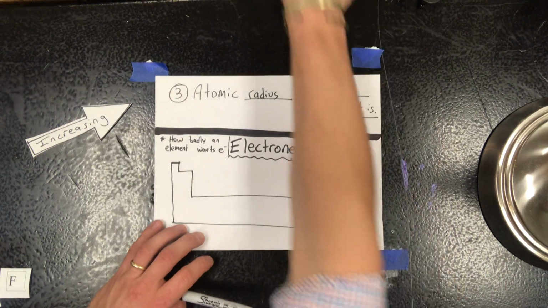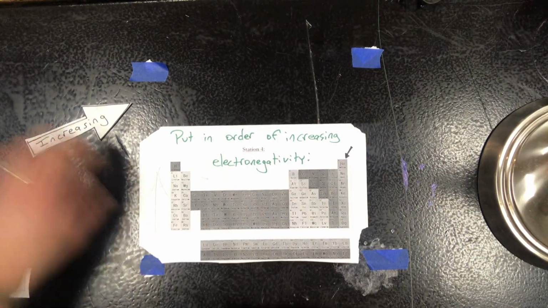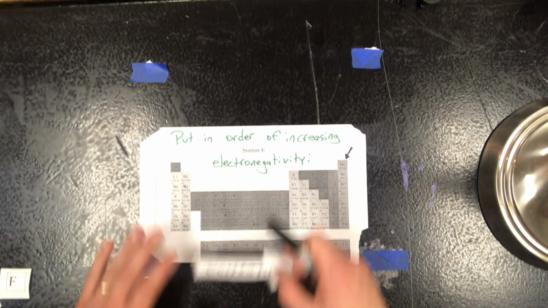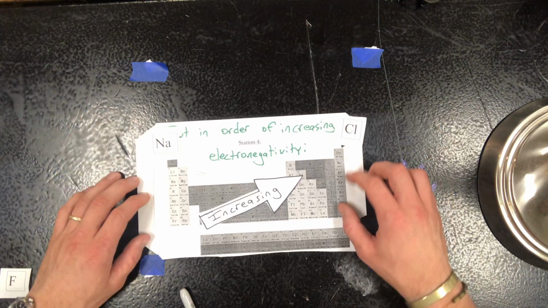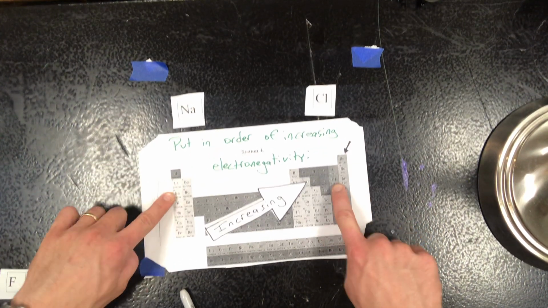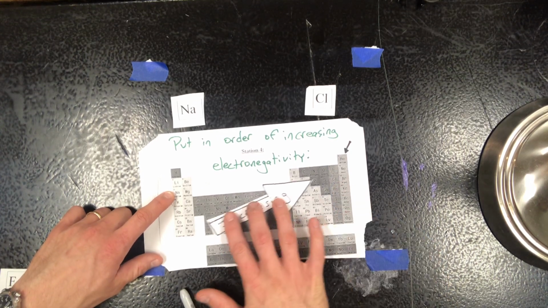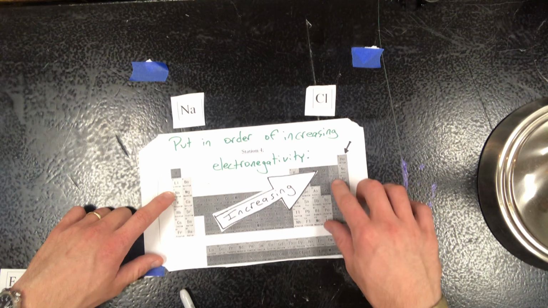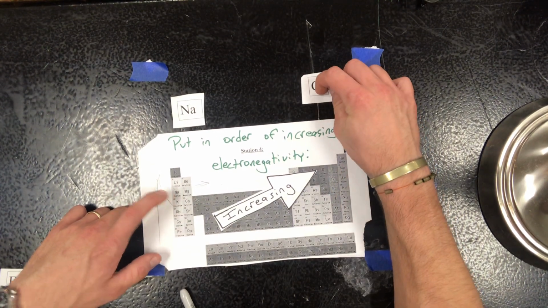Let's do a couple. Which would be more electronegative? Remember, our electronegativity is increasing in this direction. So let's take chlorine versus sodium, okay? Chlorine is here, and sodium is over here on the periodic chart. Therefore, chlorine is going to have the higher electronegativity. So we would say chlorine has more electronegativity.